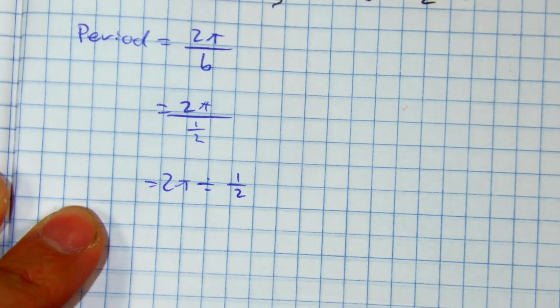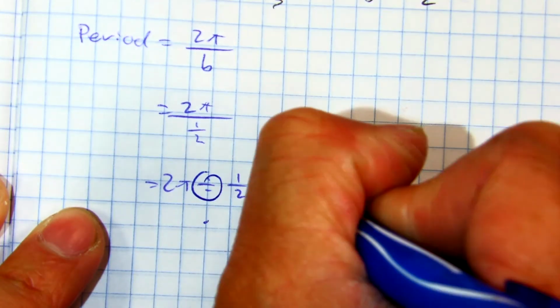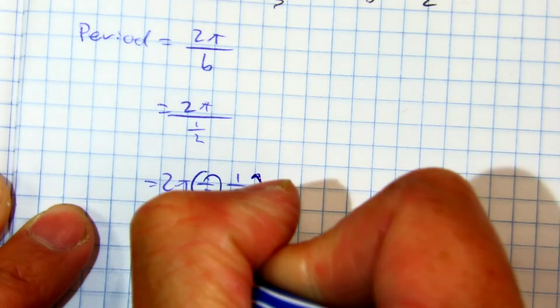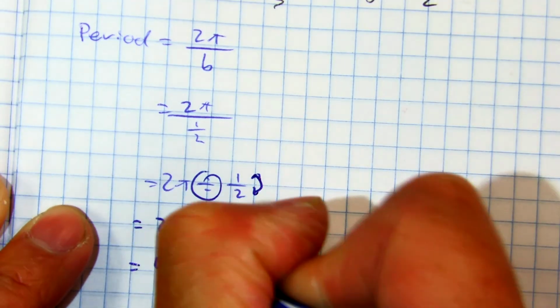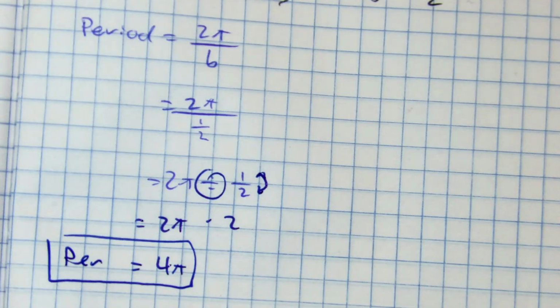Class, what happens? Turns to multiplication. 2 pi times 2 over 1, or 2. Your answer is 4 pi. Raise your hand if you got 4 pi. Awesome.